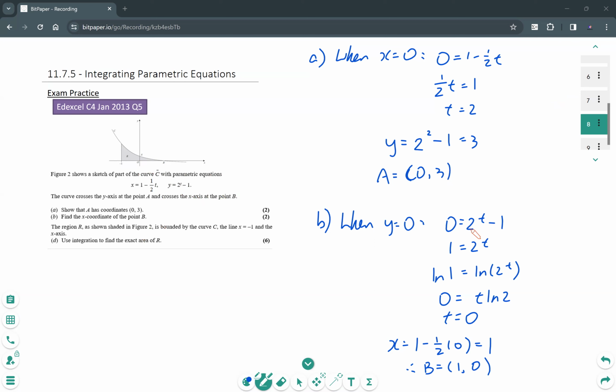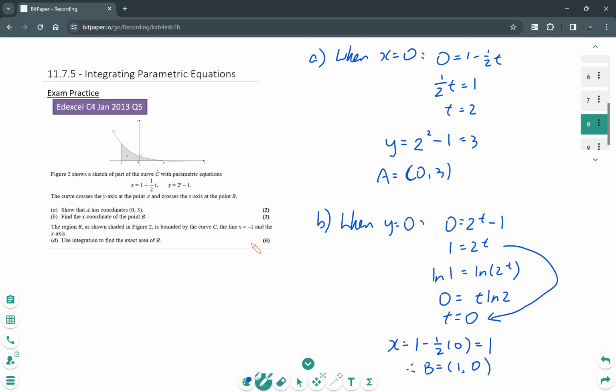When y equals 0, 0 equals 2 to the power of t minus 1. So 1 equals 2 to the power of t. Now in here, if you're a smarty, you might recognize 2 to the power of 0 is 1, so you could go to t equals 0 straight away from here. However, if you don't, you take ln on both sides. I'll show you the long way just in case. So ln on both sides, bring the t down, divide over, so you get t equals 0. And then when you find t equals 0, you substitute into the x equation, you get B equals (1, 0).